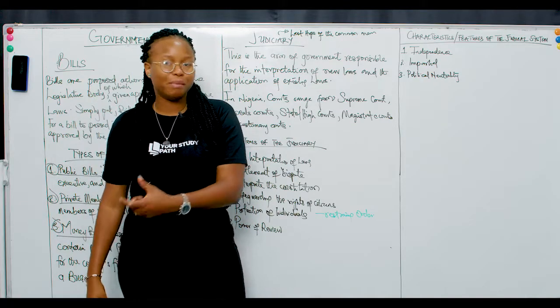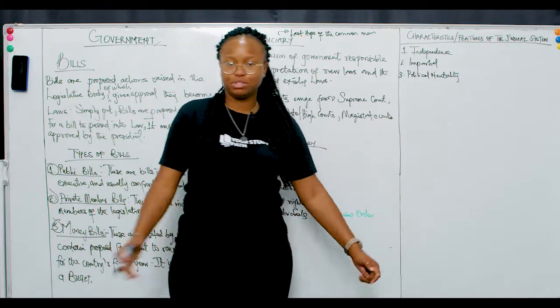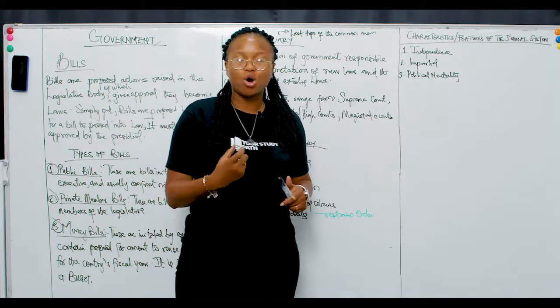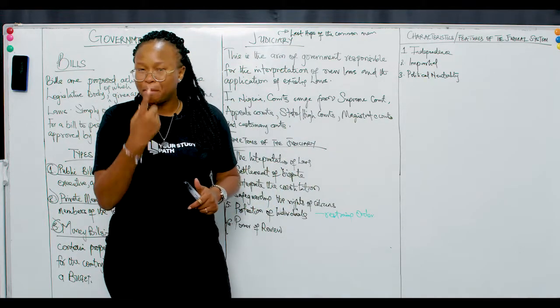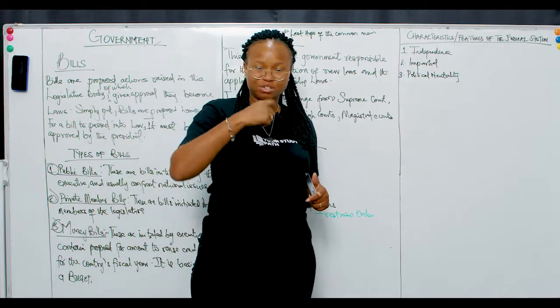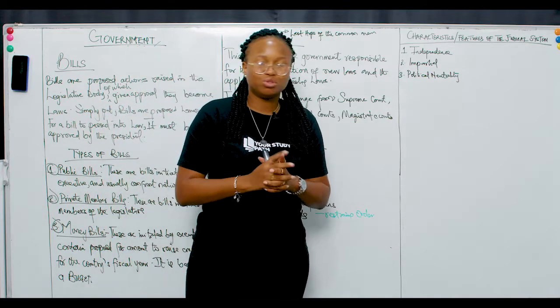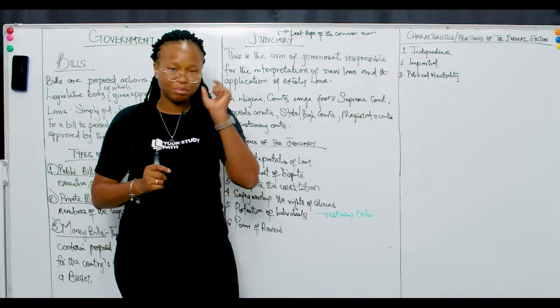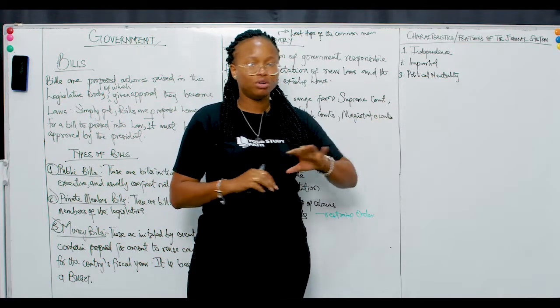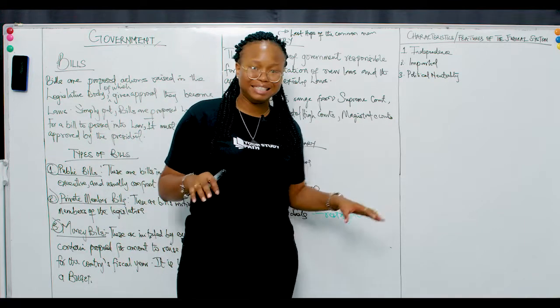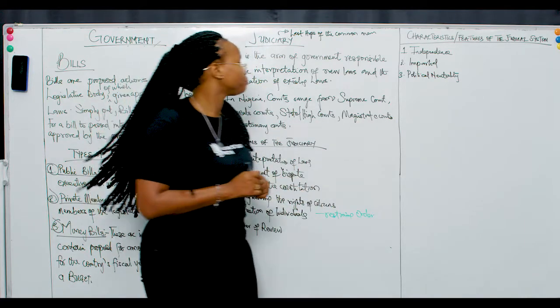They should not be part of, you know, the APCs and the PDPs. This is because these political parties are called interest groups, and their major role is the interest of their members. However, for the judiciary to indeed be independent, they must first be politically neutral. They shouldn't be a member of any political party.